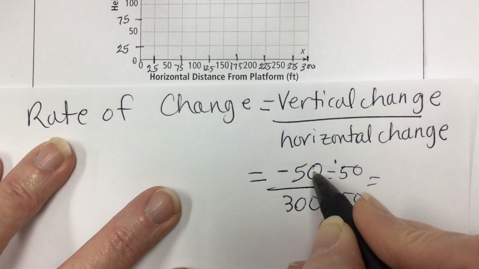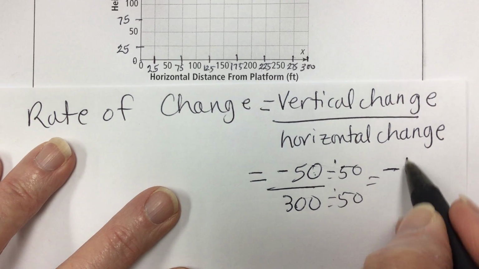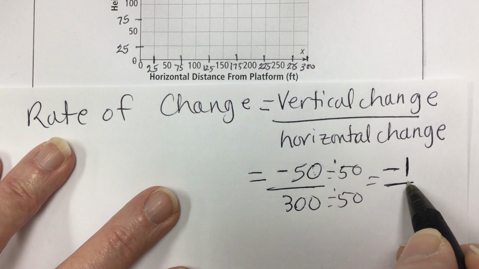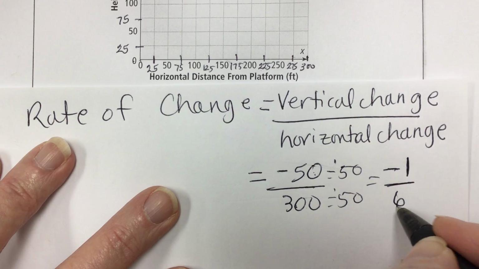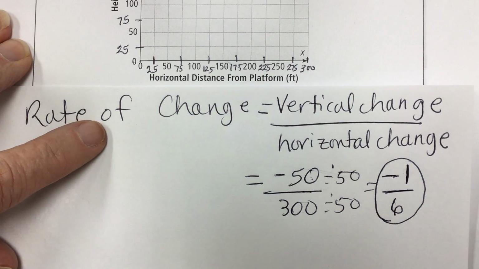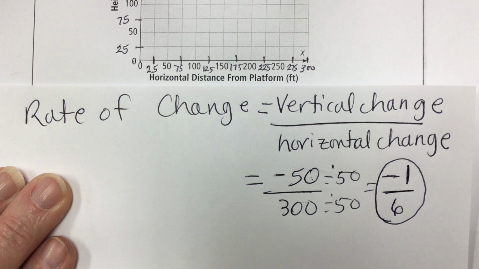I know 50 will go into 100. Use your calculator. 50 divided by 50 would give you 1. And remember, a negative divided by a positive gives you a negative. And 300 divided by 50 gives you 6. So your rate of change in this problem would be negative 1 divided by 6. You keep it as a fraction. Negative 1 divided by 6.